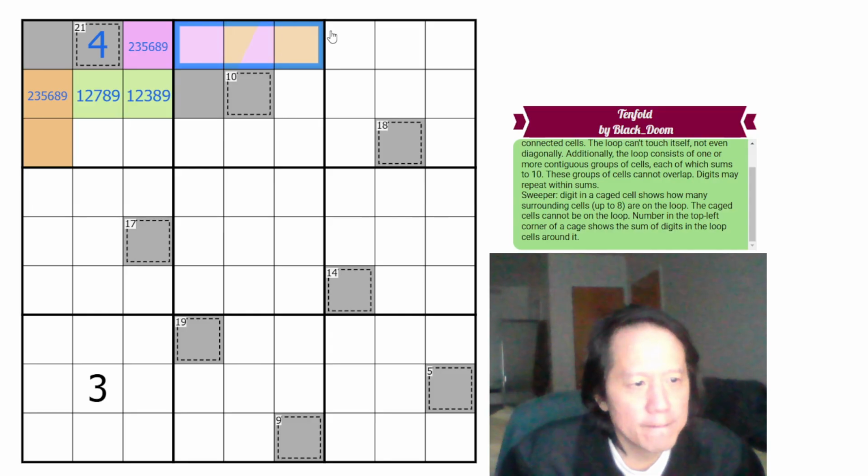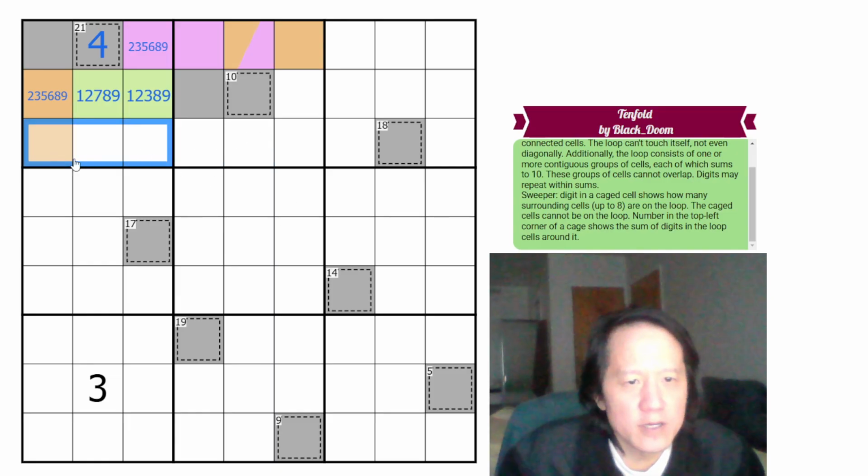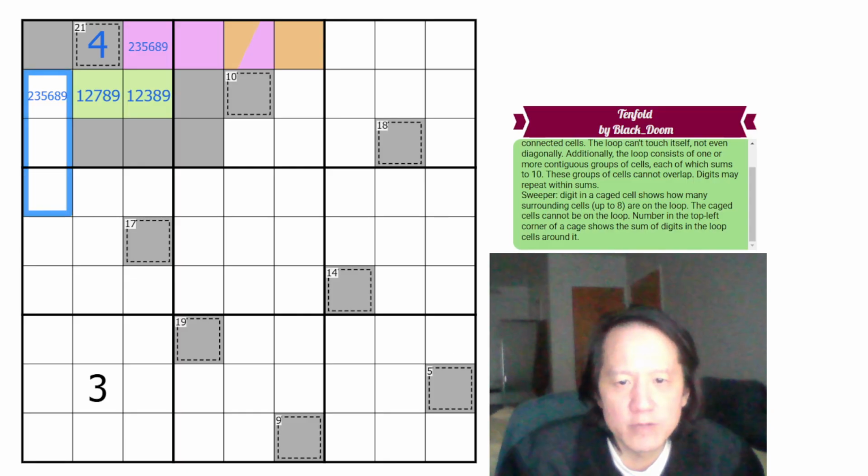These 3 must add up to 10. So it's either these 3 or these 4. And then it would have to go out. This could be part of the loop. None of these could be part of the loop because the loop can't touch itself, even diagonally. So this one has to be part of the loop. We don't know what color this is. This is orange or red. Actually, let's just make this red right now. So then this would be red or yellow.